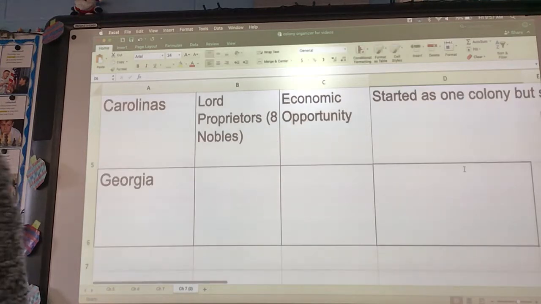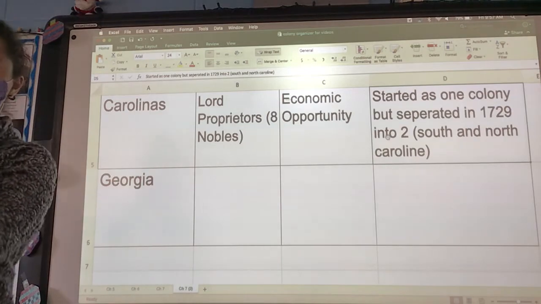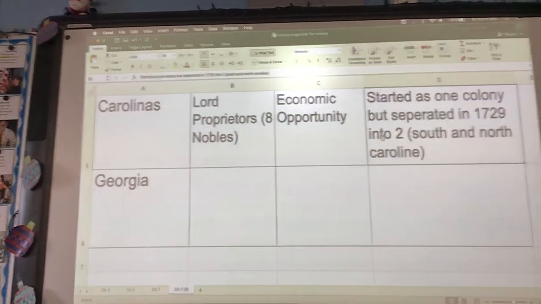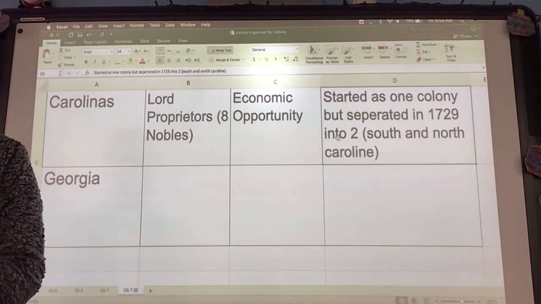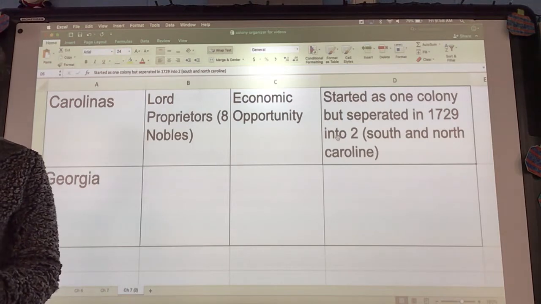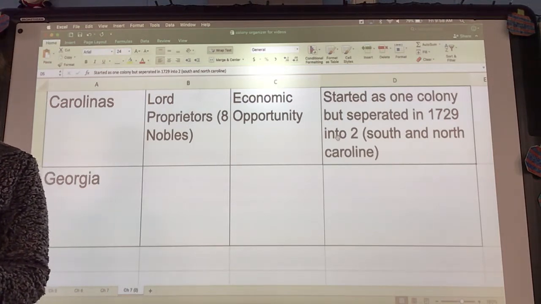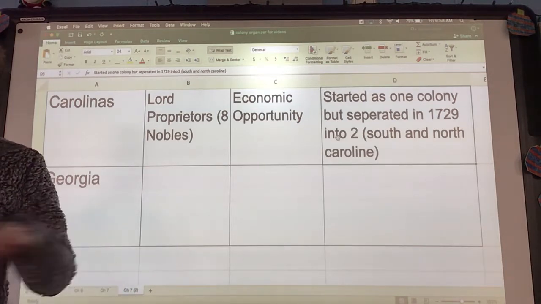Why did they do that? Why did they separate it into the two colonies? What was their reasoning behind that? There was a reason. Maya? The people that were living there, the two places were very different. Right. So they couldn't stay together. Yeah, they were very distinct in what they were doing, right?